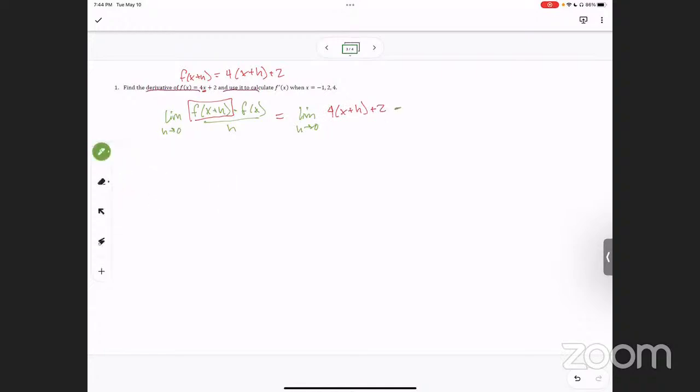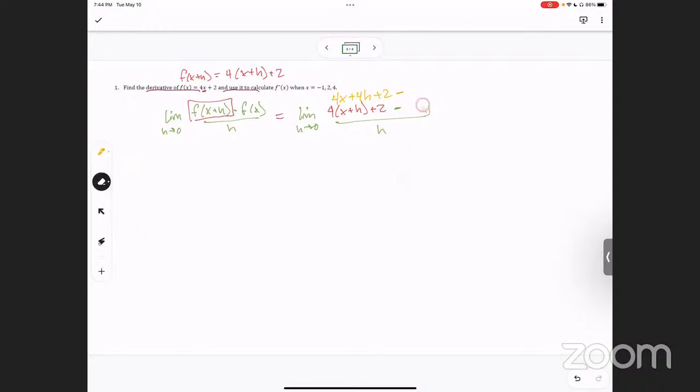Got it? Minus f of x all over h. Now let's simplify that. I'll simplify it above. This is 4x plus 4h plus 2 minus, oh, I should have plugged in f of x as well. Let me do that now.